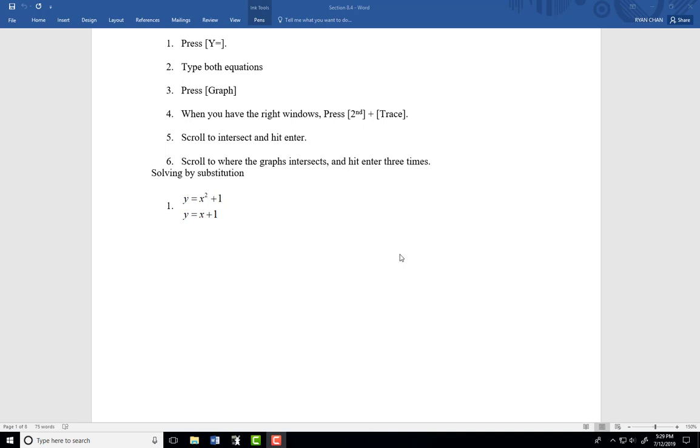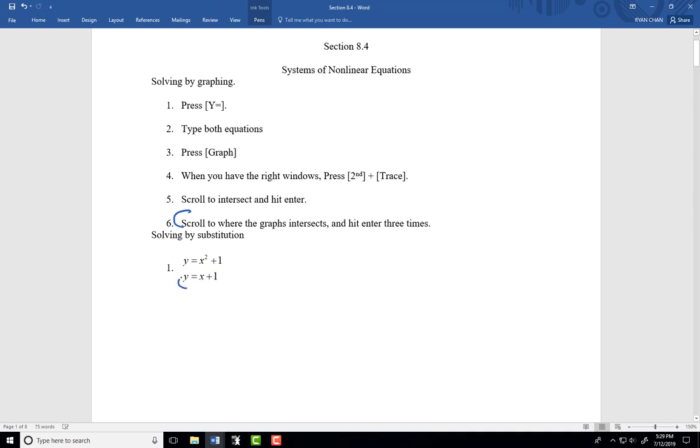Okay, so let's do an example where we're doing what's called by substitution. Remember, if you want to do substitution, you want to get the letter by itself. So if I have y equals x plus 1, notice I have a y by itself right here, so I can plug it into here. Now instead of saying y equals x squared plus 1, I replace my y with x plus 1. It looks like this. And the reason why we do that is right now I don't have a y anymore. I only have one letter, which is x.